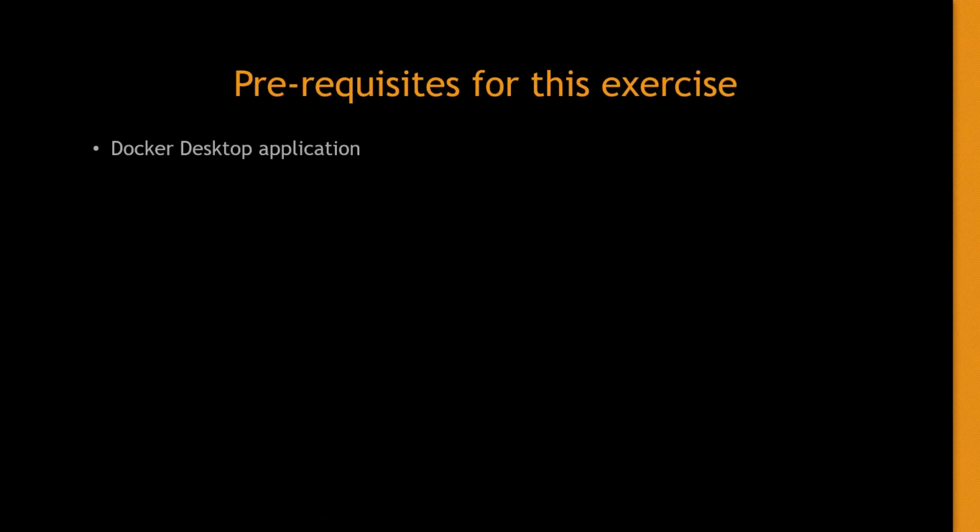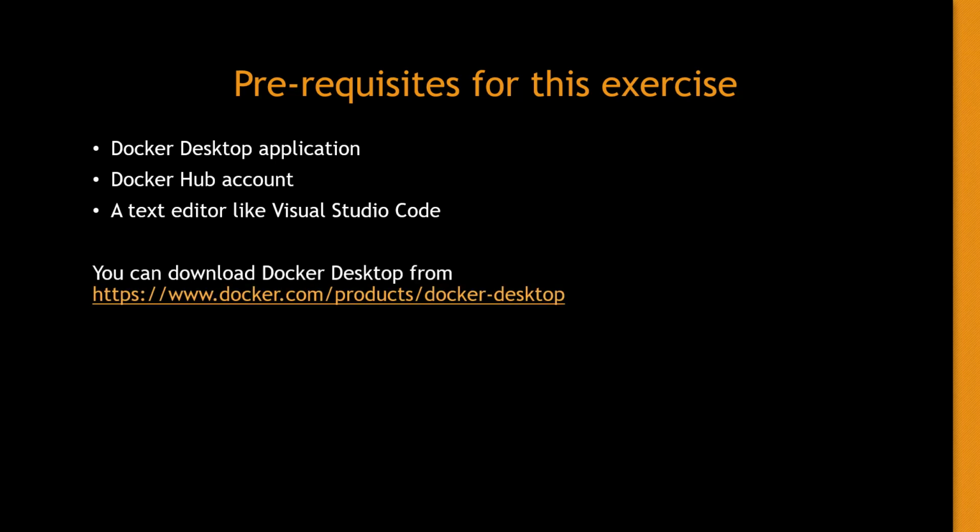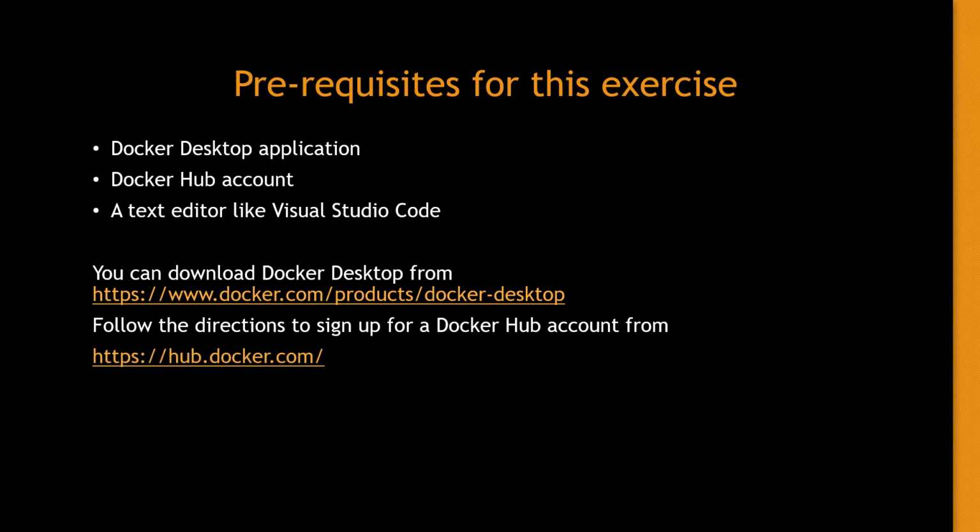Now there are some prerequisites for this exercise, which is you have to have the Docker desktop application downloaded and installed, a Docker Hub account, and a text editor like Visual Studio Code. You can download the Docker desktop from www.docker.com/products/docker-desktop, and for following the directions to sign up for a Docker Hub account, you have to log into hub.docker.com. You have to create a registration and sign up to the Docker Hub account from this.